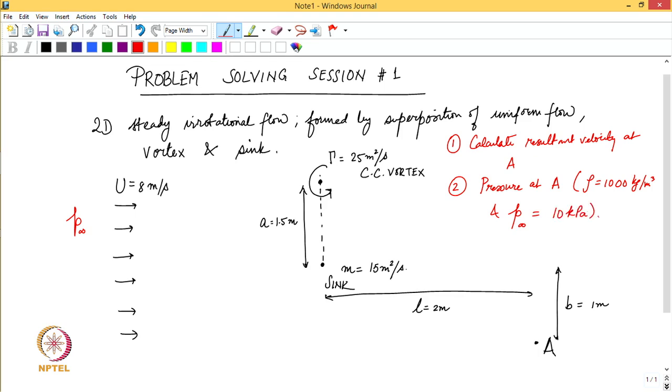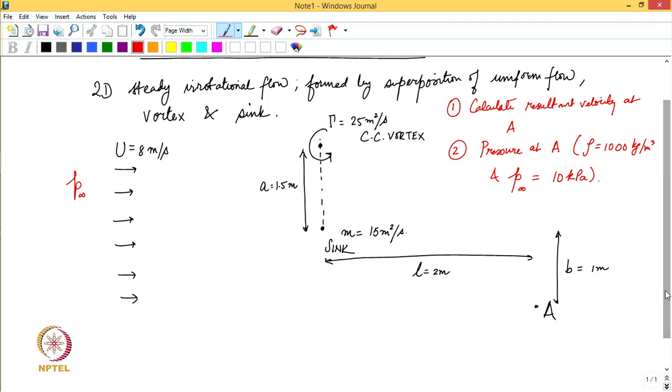Okay. Given the fluid is water, which has a density of 1000 kilogram per meter cube, given the pressure far upstream is 10 kilopascal, we are supposed to calculate the pressure at point A in this problem. Okay, so I hope the question is clear now. We have 3 elementary flows. We have a uniform flow, we have a vortex, and then we have a sink, and we are supposed to calculate velocity at some point. Okay, we could choose many more points, but let us say in this case we are looking at point A. So, how do we solve this?